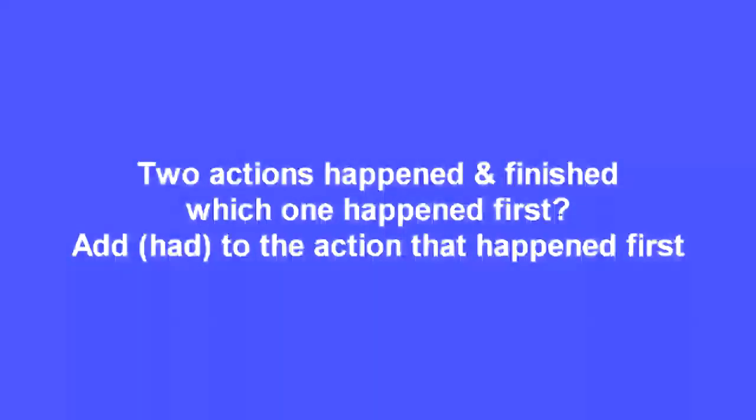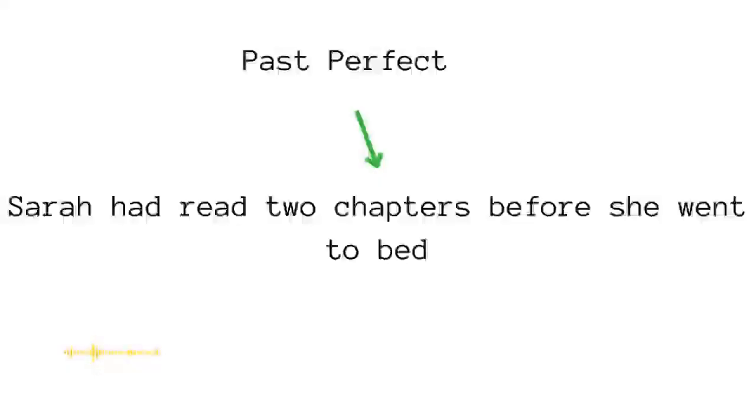Alright, let's have a look at this example to understand the idea much better. Sarah had read 2 chapters before she went to bed. So if you look at this sentence, how many verbs have we got? 2 verbs. Had read and the second one, went. But you need to ask yourself, which verb happened before the second one?